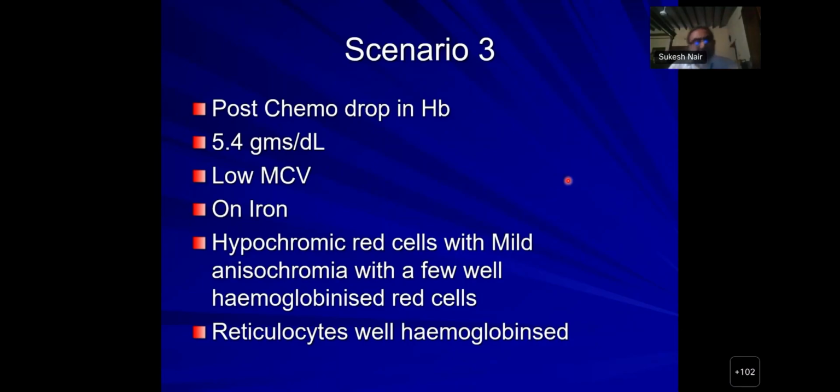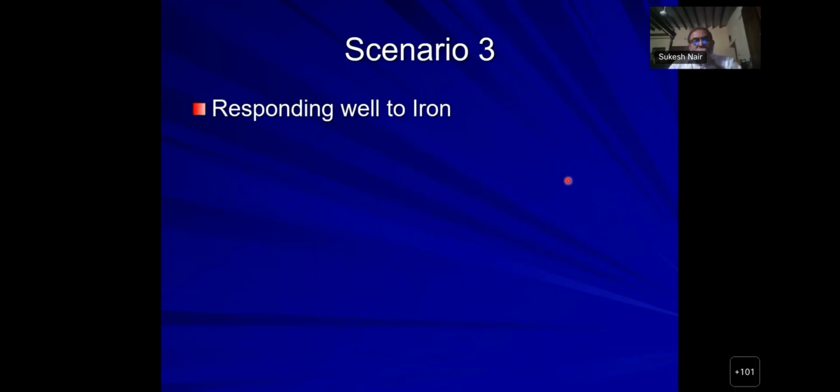film. There are hypochromic red cells with mild anisochromia. That means some red cells are good looking with a few well hemoglobinized red cells. And when I look at the reticulocytes or the polychromatophilic red cells, they are absolutely well hemoglobinized. So she is responding well to iron.